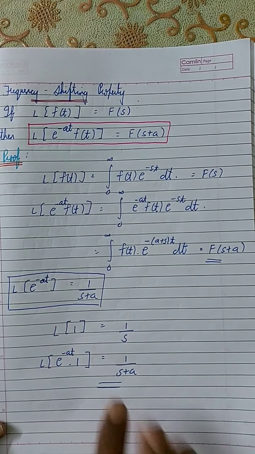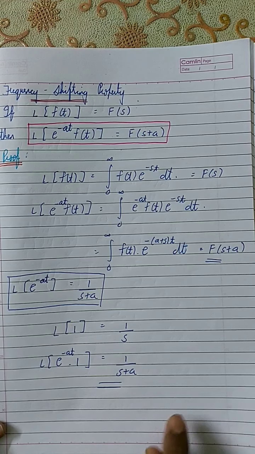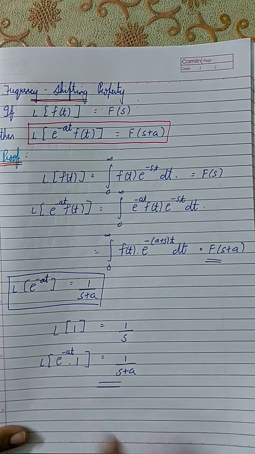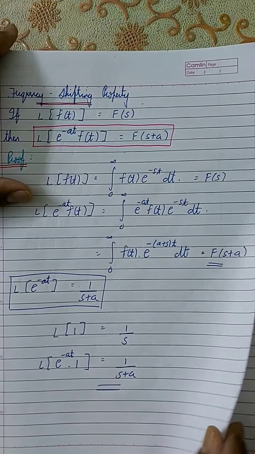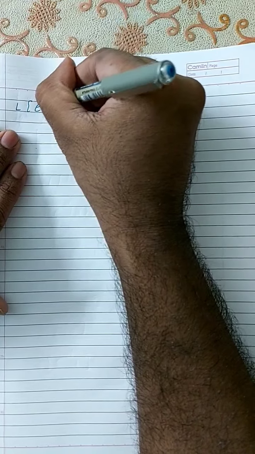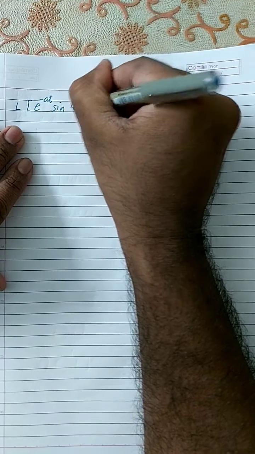See, I found this equation without using the basic Laplace formula. Without using the basic Laplace formula, I found the value of e raised to minus at. So similarly, you see, I can find the Laplace transform of e raised to minus at. Which one do you want? Sine omega t.